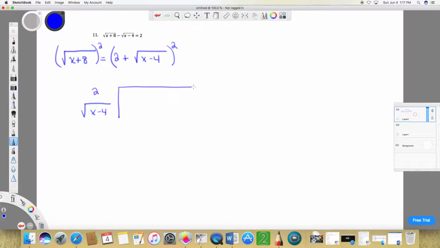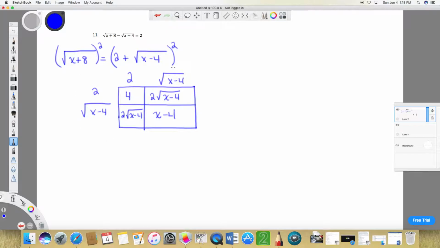So we have this binomial times itself. So 2 times 2 is 4. And 2 times this radical, we just write as 2 radical x minus 4. And the same thing here in the bottom left corner. And when you square two radicals, the radical goes away.